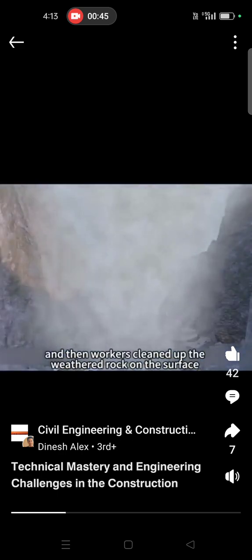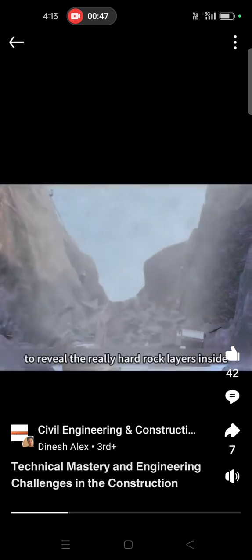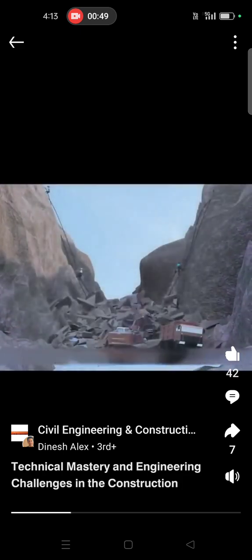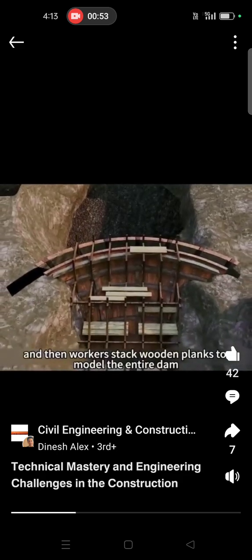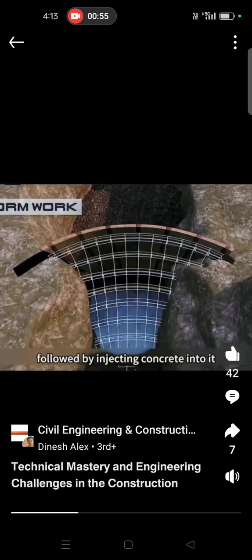The first step in building the dam was to blast away the weathered rock on the surface, and then workers cleaned up the weathered rock to reveal the really hard rock layers inside. Deep trenches are then dug around the perimeter, and then workers stack wooden planks to model the entire dam, followed by injecting concrete into it.